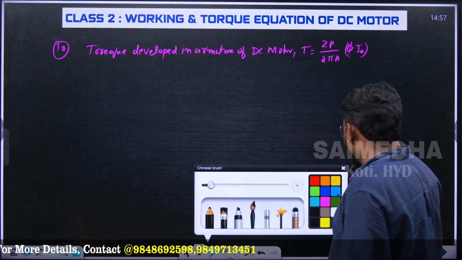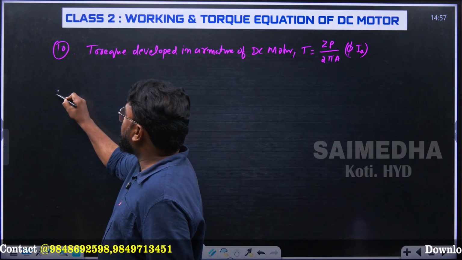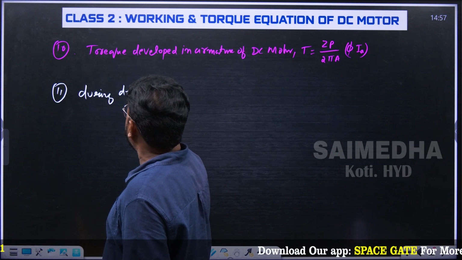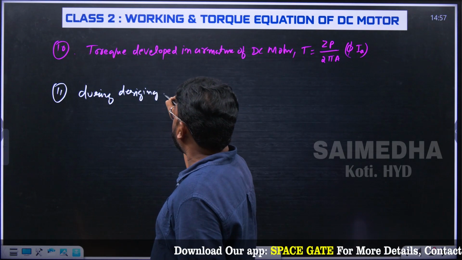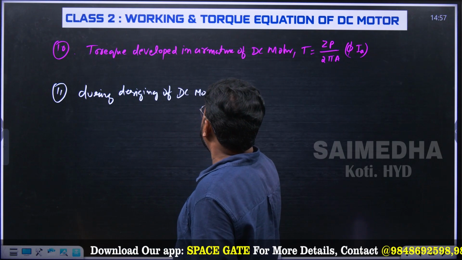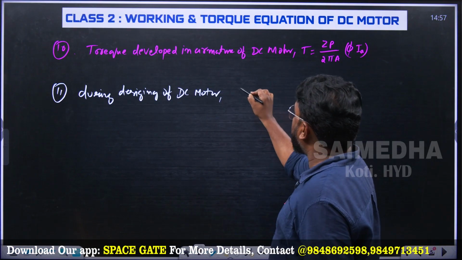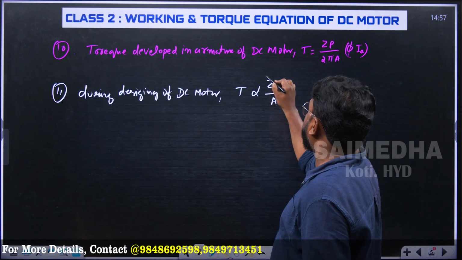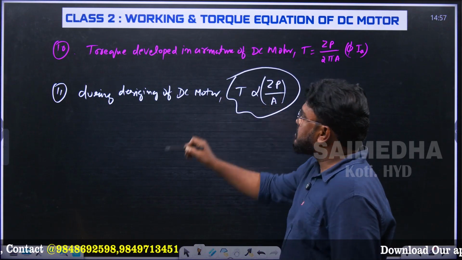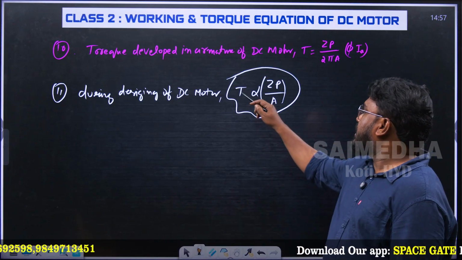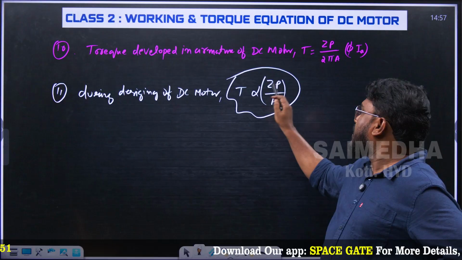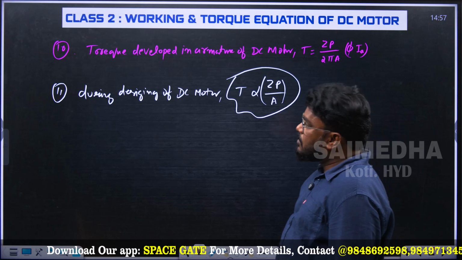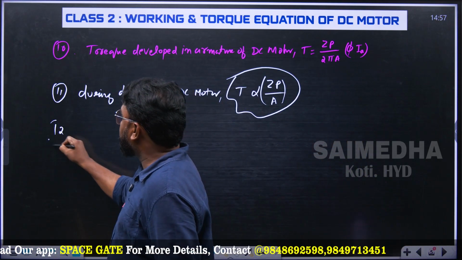So now here also we have two questions. First one, during the designing of the DC motor, the torque is directly proportional to Zp and inversely proportional to A. So this is also one of the questions. During the designing of the motor, the torque is directly proportional to conductors, directly proportional to the number of poles, and inversely proportional to the number of parallel paths. And next, the 12th possibility of the question.